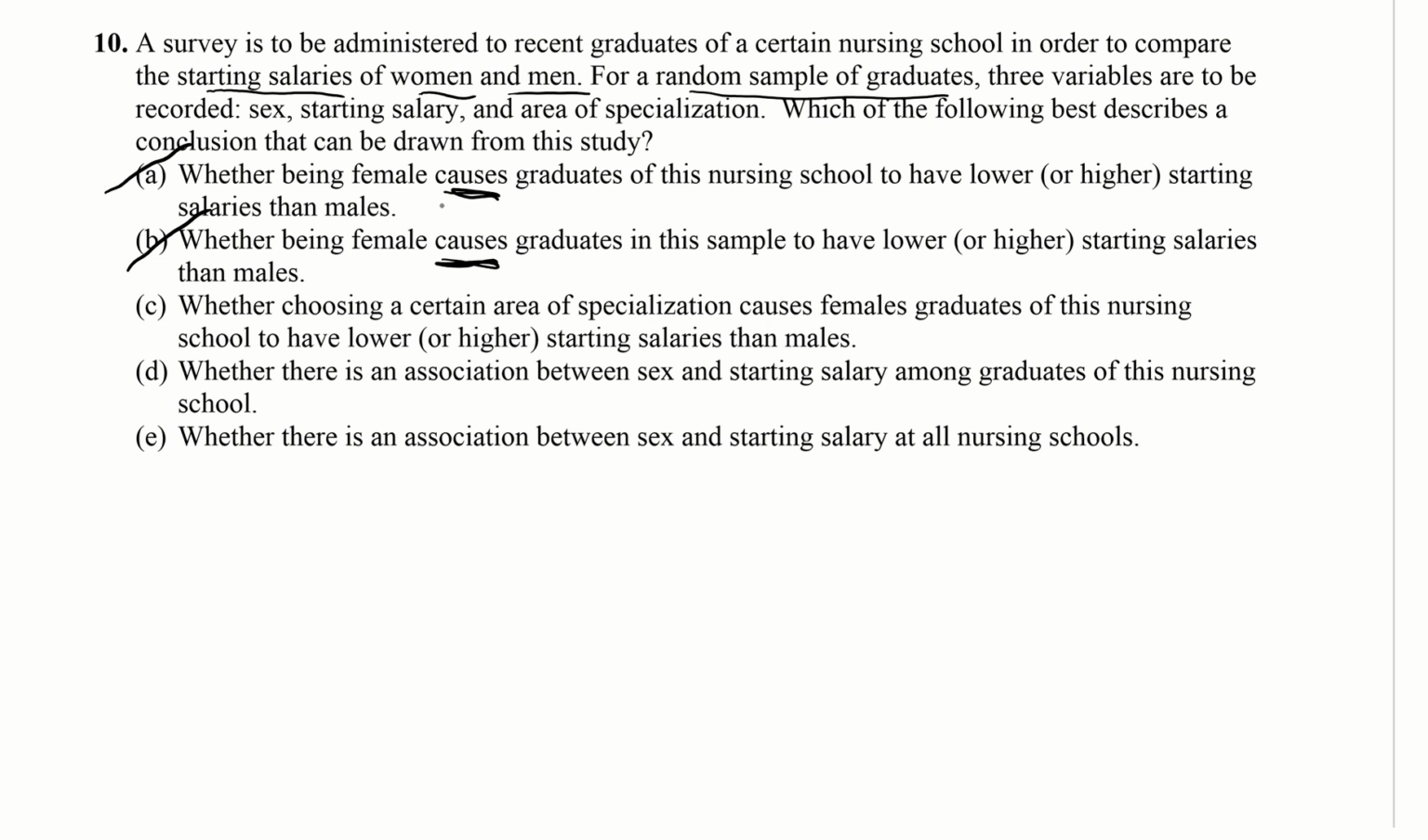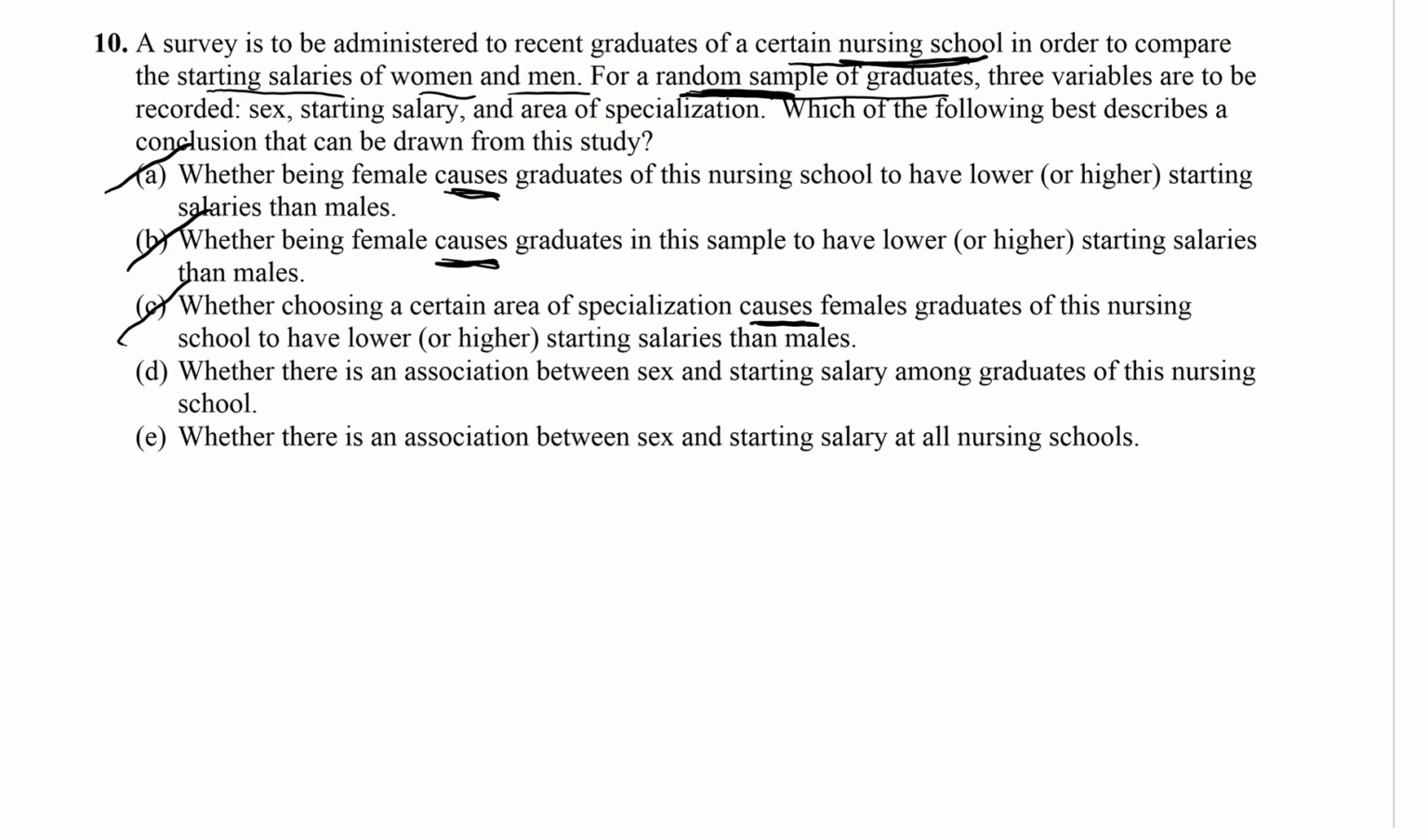Whether choosing a certain area of specialization causes female graduates of this nursing school to have lower, again, we have another causes, so it can't be that. We can only establish association because we have a random sample, but we do not have random assignment. Random sample means we can establish association, but not cause and effect. And randomization also allows us to infer the results to the population of wherever we selected them from, right? So in this case, we can generalize the results to all graduates of that specific nursing school.